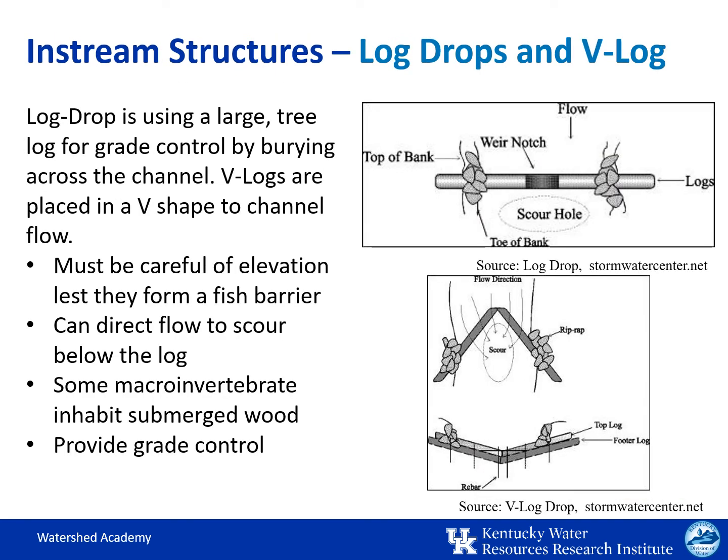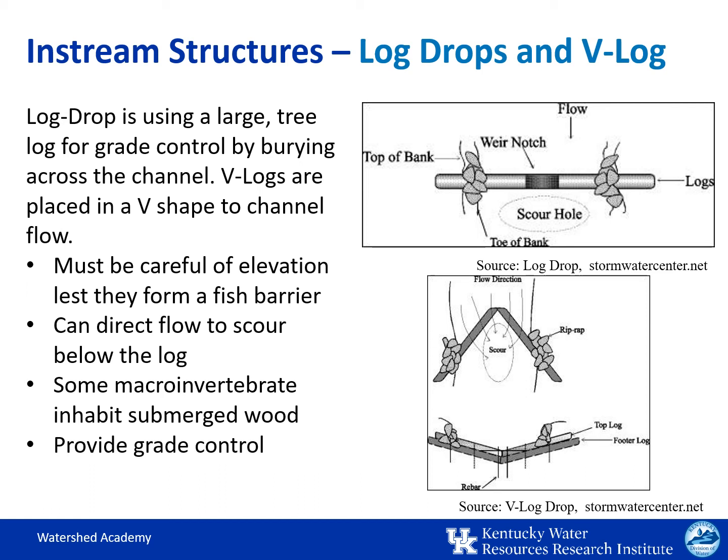Logs can be utilized in a number of ways for grade control. In a log drop, as seen in the top picture, a log is placed perpendicularly across the stream and buried under several feet of the stream bank on each side. In some cases, a second log may be placed on top of the first log, depending on the base flow elevation. In some cases, notches can also be made in logs to concentrate base flow in the center. Care must be taken as to the elevation for the logs, as they may form a barrier for fish passage if too high.